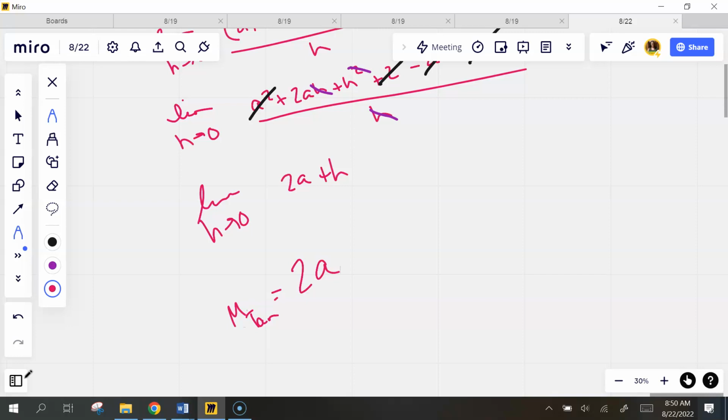And what does that mean as x changes, or as a changes, excuse me? That's exactly right. As a increases, the slope increases. The sign of a is the sign of the slope. As a decreases, the slope decreases.